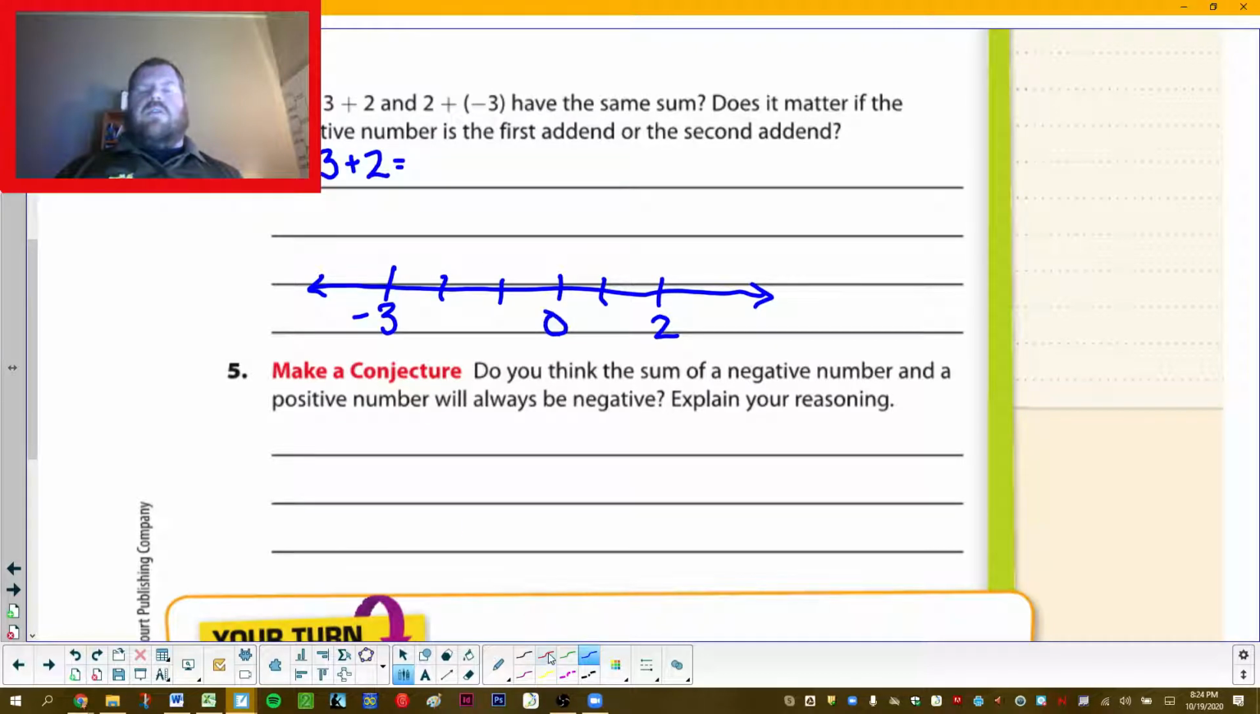So first let's do, in red, negative 3 plus 2. I'm going to start at negative 3 and move 2 times to the right. And then on the other hand, I'm going to start at positive 2 and move 3 times to the left. And I end up at the same thing. So do they have the same sum? Yes, they do. They're both negative 1.